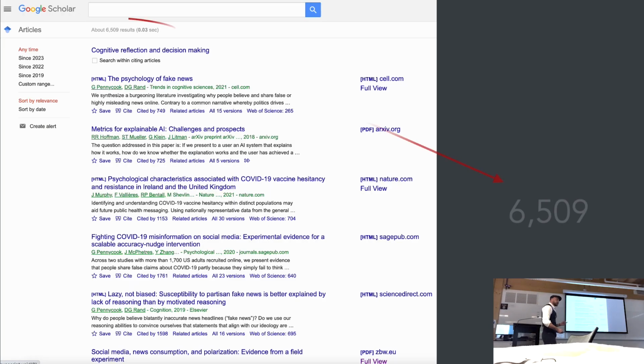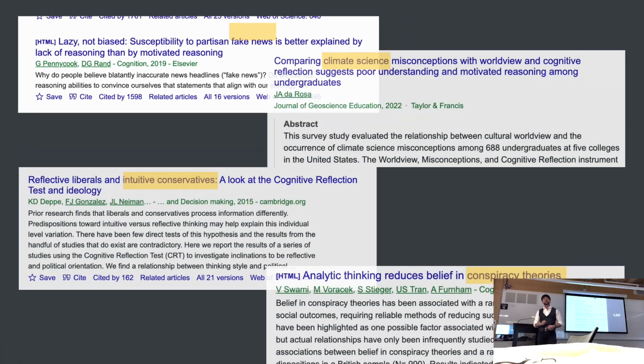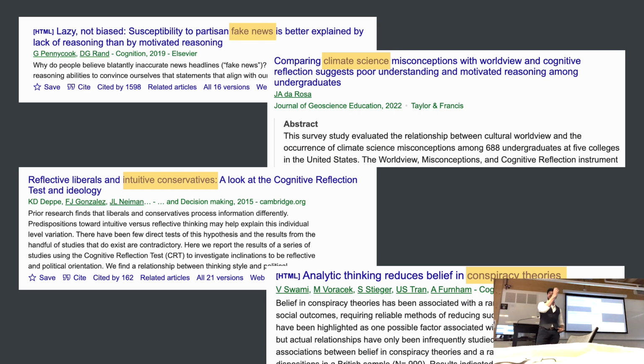And the original test, if you have a look at Google Scholar, it's been cited about 6,500 times. It's one of the most popular tests in all of cognitive science. And what you'll see is that a lot of those citations come from papers where we've used your performance on the cognitive reflection test as a correlate with a lot of other skills and abilities and beliefs, and we end up with things like this. So your performance on the test predicts how good you are at detecting fake news, whether you believe in climate science, your political ideology, your perception of conspiracy theories, and many, many other things, right? It seems to correlate with just about everything you can throw at it.